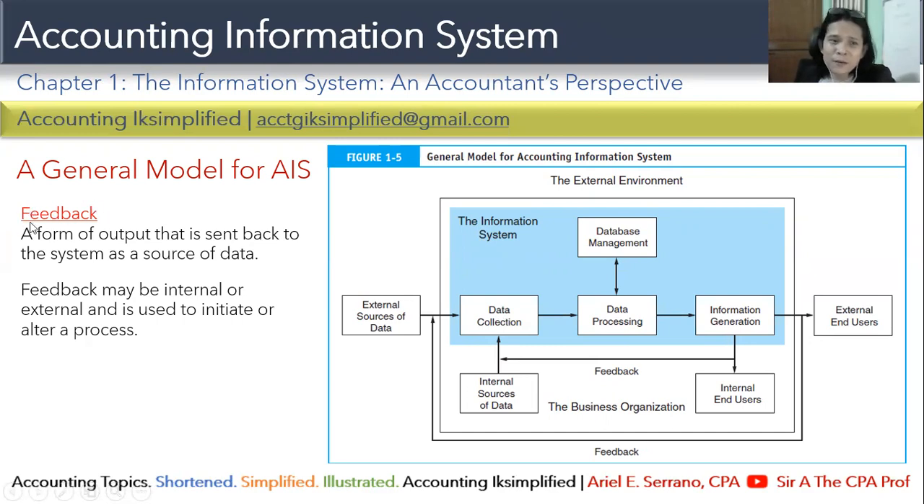Mahalaga na meron tayong feedback palagi. Kasi two-way yung communication, hindi lamang one-way. Otherwise, hindi natin malalaman ano yung nangyari. Okay? So, for a communication to be effective, there should be two-way.